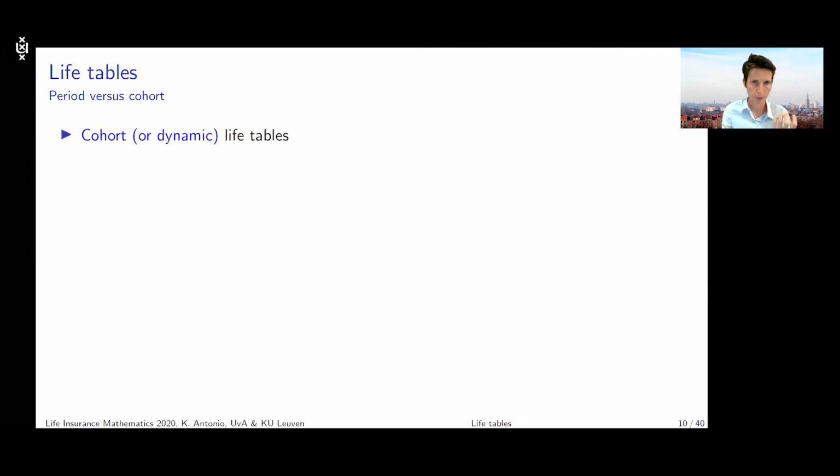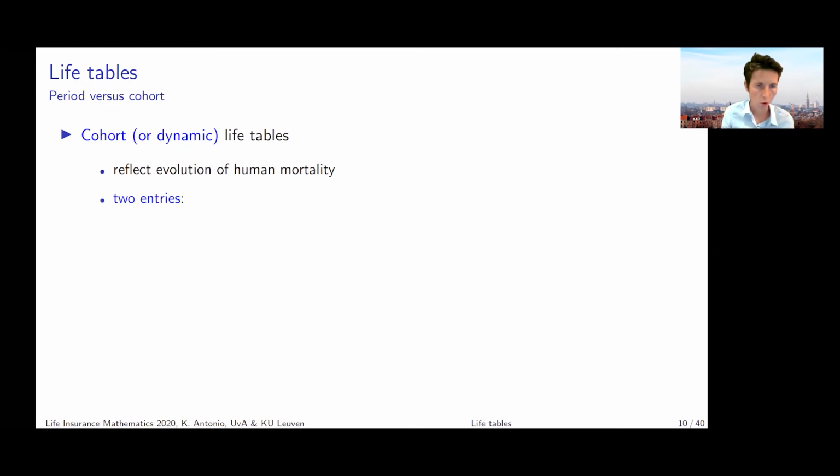So I think it will become more clear if we make the contrast between this period approach and the so-called cohort approach. So if we apply a different kind of thinking, and if we look at cohort or dynamic life tables, what we're then going to do is that we're going to follow a cohort or a generation over time. So that means I'm 39 in the year 2020, I will be 40 in the year 2021, 41 in the year 2022, and so on. So when I let my age move, I will also let the year move together with the age.